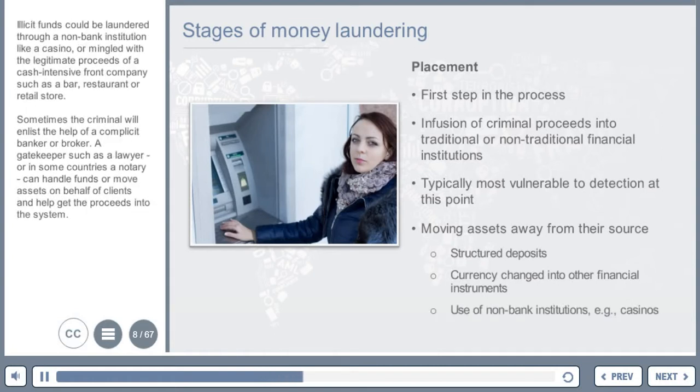Illicit funds could be laundered through a non-bank institution like a casino, or mingled with the legitimate proceeds of a cash-intensive front company such as a bar, restaurant, or retail store. Sometimes the criminal will enlist the help of a complicit banker or broker. A gatekeeper such as a lawyer, or in some countries a notary, can handle funds or move assets on behalf of clients and help get the proceeds into the system.